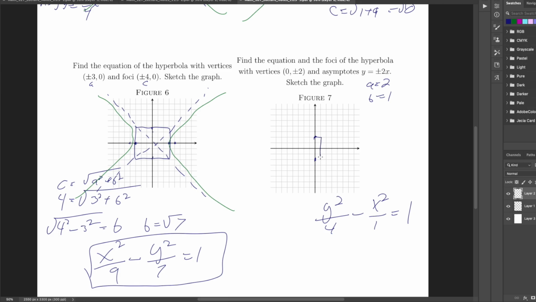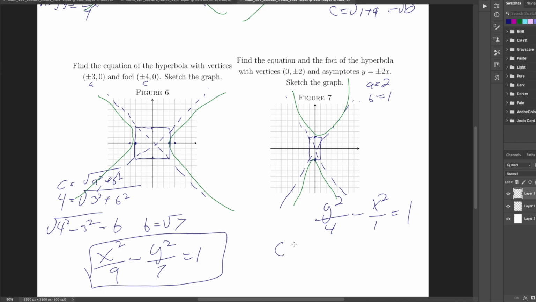We can sketch the graph. So we have 2, 1, 2, 1, 2. Go ahead and put in our asymptotes. We can sketch the graph. Okay. And then the last thing we want to do is find our foci.